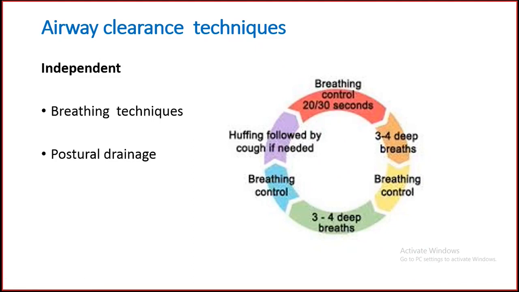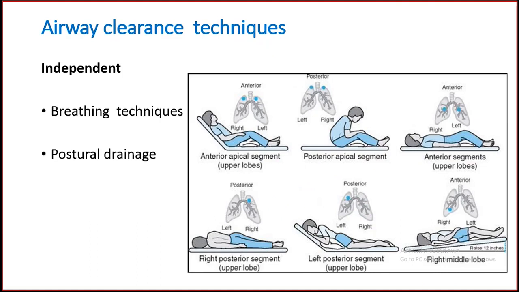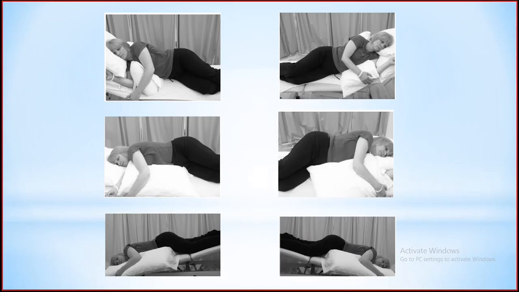So another independent method is postural drainage. If there is localized bronchiectasis or localized mucus production and stagnation, with the assistance of gravity and without the assistance of another person, the patient himself can do these postural drainage techniques. But the thing is, it will take a little time. Various positions can be adopted to drain this mucus into the proximal airways, and then they can huff and cough it out. Like that, various positions can be used.